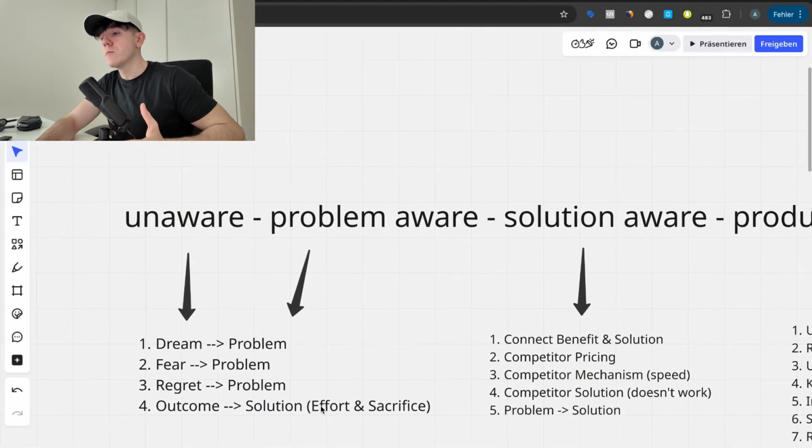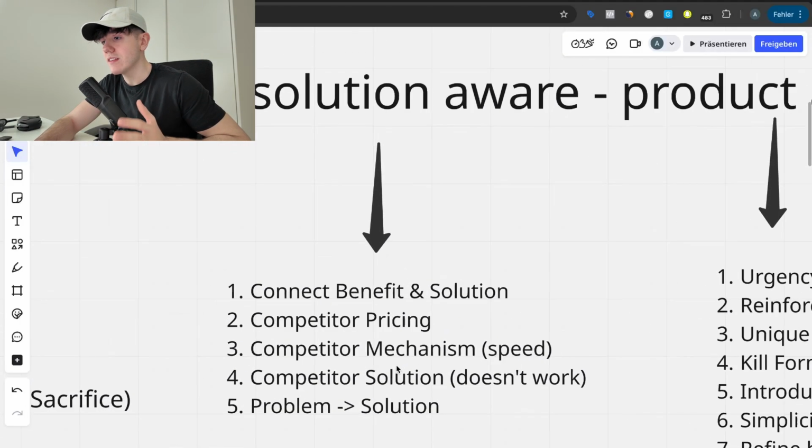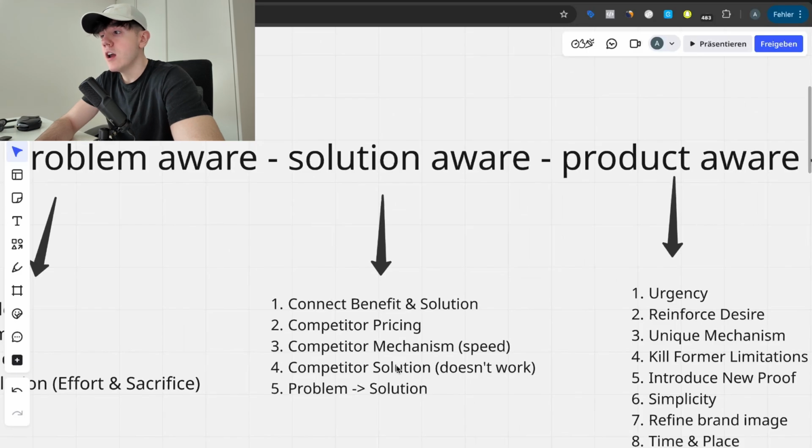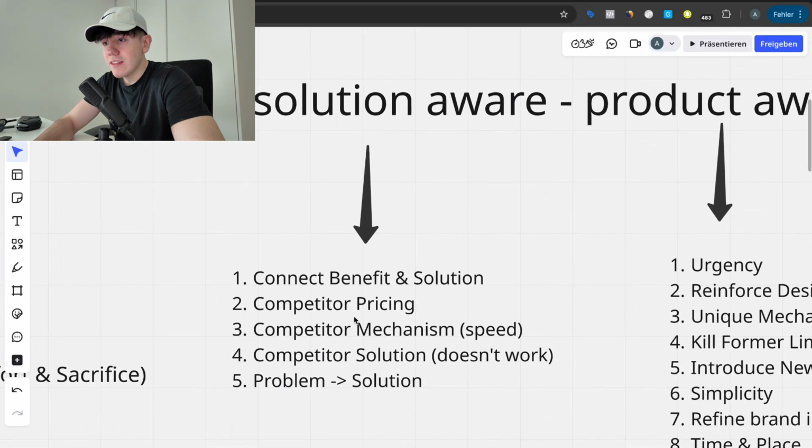So once you have your people solution aware, these are basically the best practices that I have here for solution aware people, and these are 5 of these.